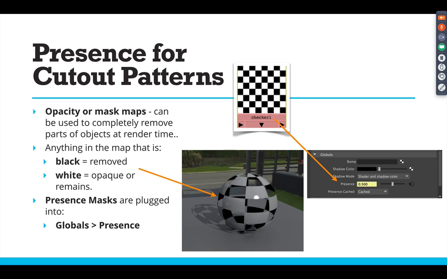So very simple checker pattern plugged into the Pixar surface all the way down in the globals section. Globals is kind of another section we really haven't talked too much about. We drop it into presence. It is only expecting black and white information. So that makes it simple. So black equals removed, white equals kept, held, or opaque.